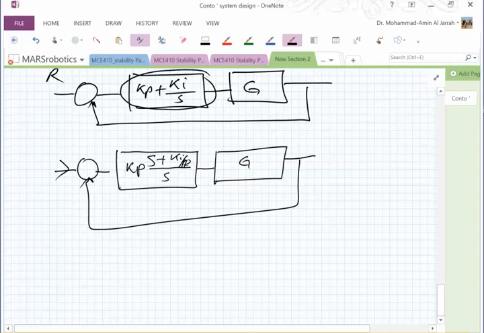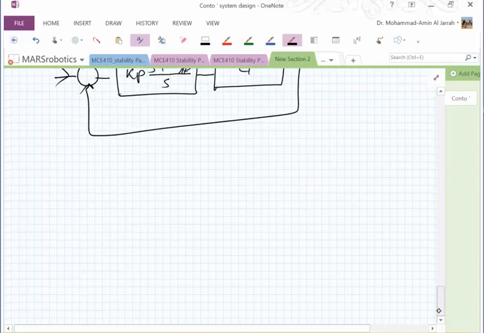So this is now my root locus. Let us look at the root locus now. Did we solve the steady-state error? We did. Of course, this is a type 2 system. KB now is infinity.